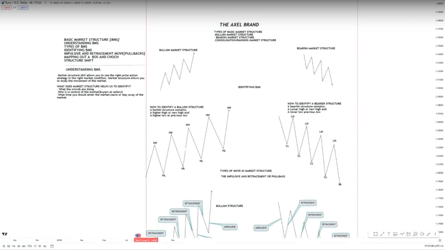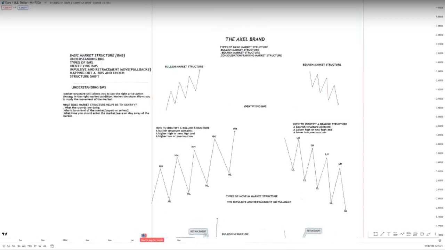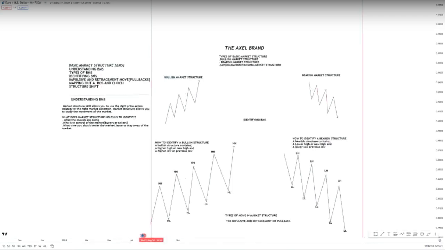So now let's start. My name is Axel, and I'm going to deal with the basic market structure. What I'm going to cover is understanding basic market structure, types of basic market structure, identifying basic market structure, the impulsive and retracement move, the pullbacks, mapping out a BOS and a change of character, break of structure and change of character, and the structure fit and all that. Let's get to what we have.